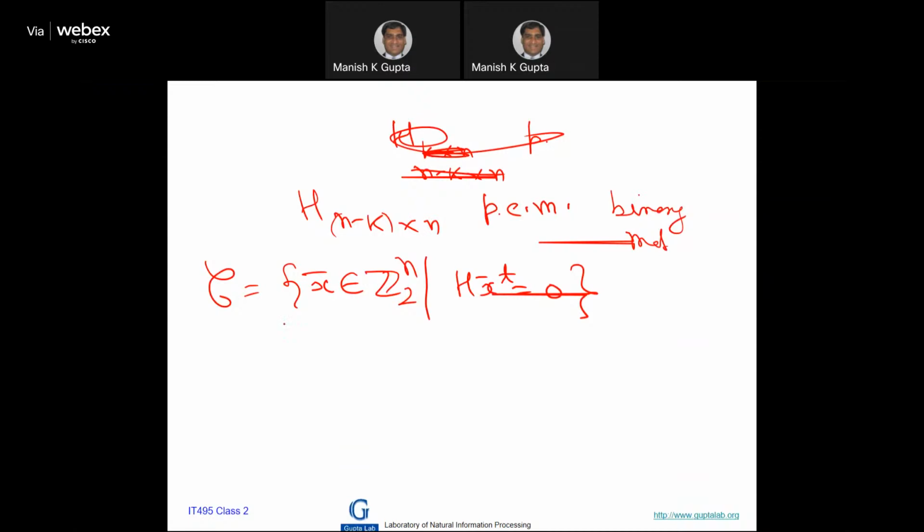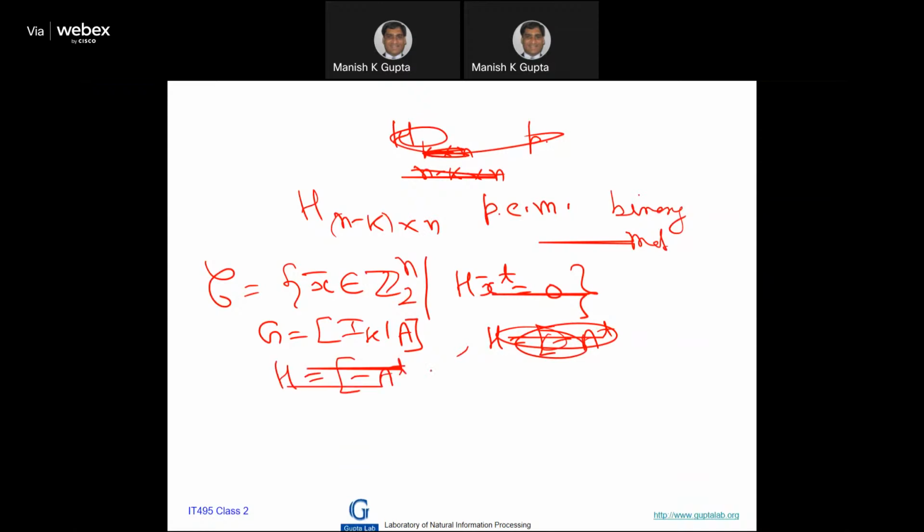One important thing to note: if the generator matrix is of the form [I_K | A], then the parity check matrix H is [minus A transpose | I_(n minus k)]. There is a formula, so if G is given, I can find H like this. This is n minus k cross n.